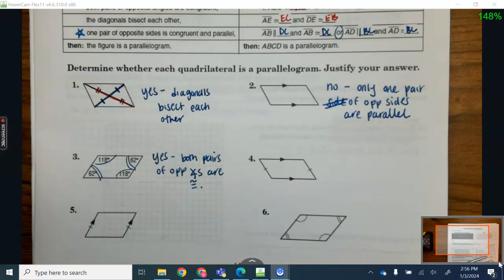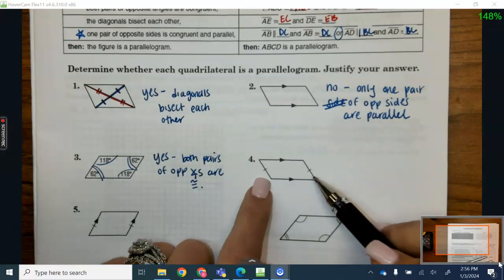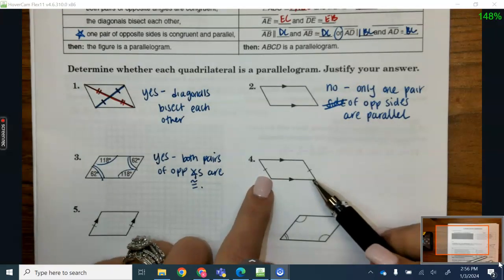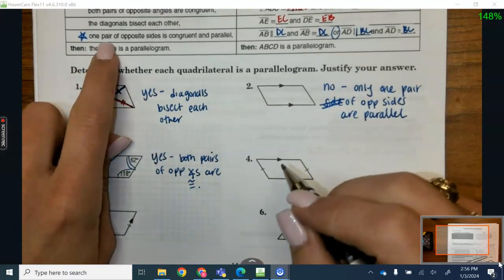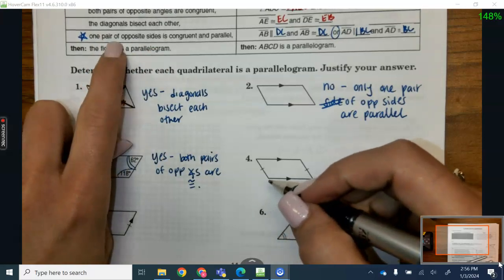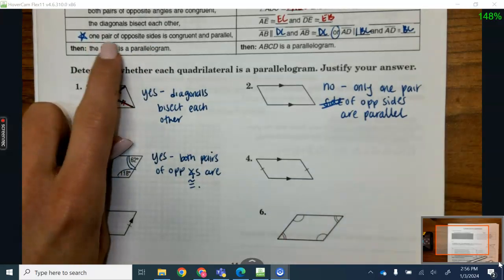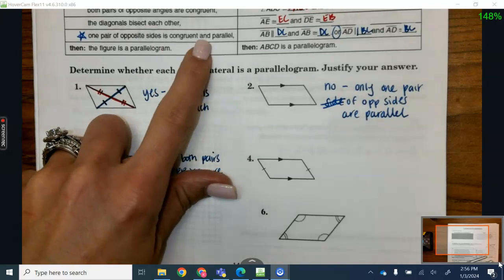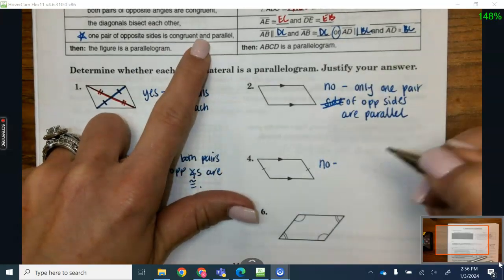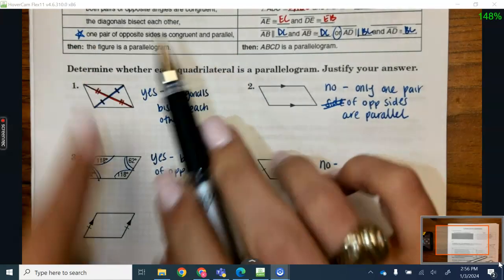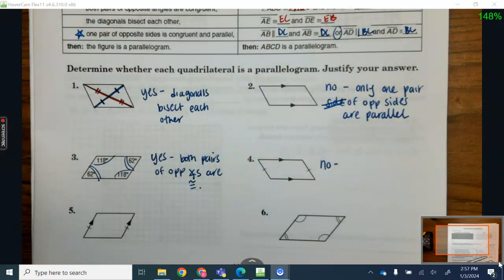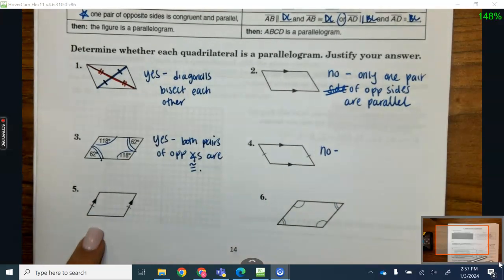Number 4, it looks like I have one pair of opposite sides parallel and the other pair of opposite sides congruent. This is a great question because you would think that it would go with this property: one pair of opposite sides is congruent and parallel. But this is no, because in order for it to meet this condition, it has to be the same pair of opposite sides, which would be number 5.